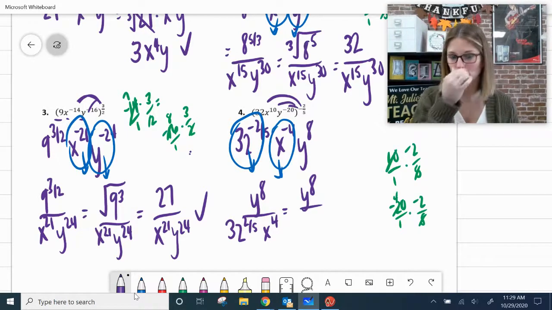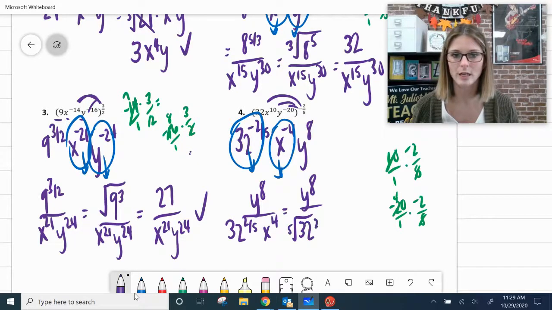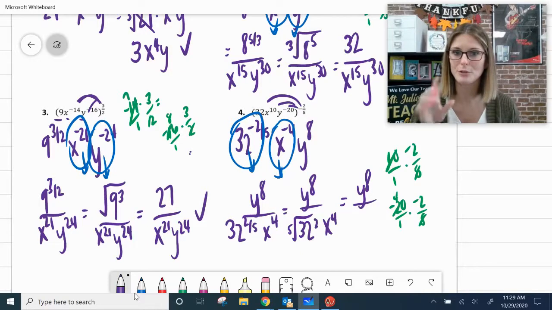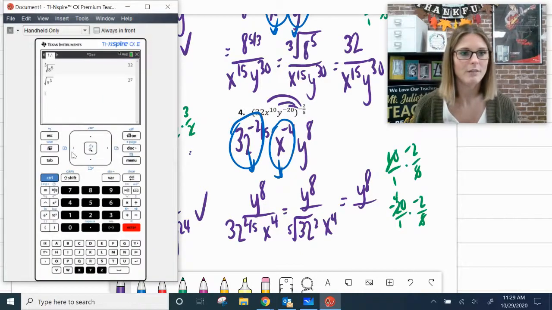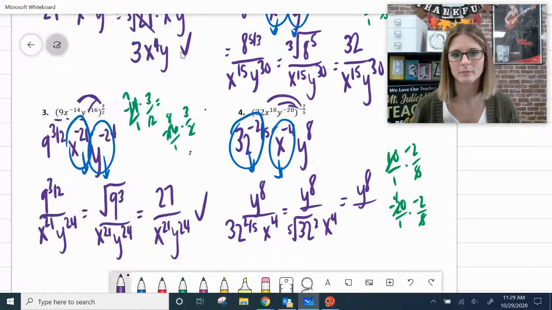Let's see what 32... well, let's change it. It's the 5th root of 32 squared, x to the 4th. And let me find out what the 5th root of 32 squared is. 5th root of 32 squared. There's a quick squared button right here. And enter, 4. 4x to the 4th. Final answer.